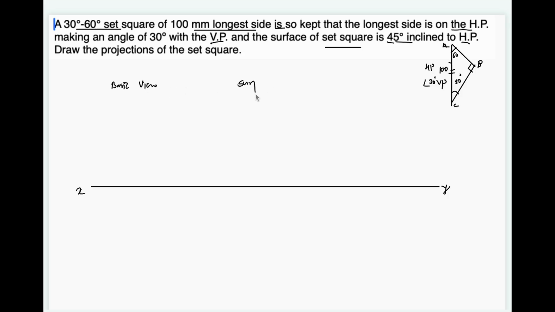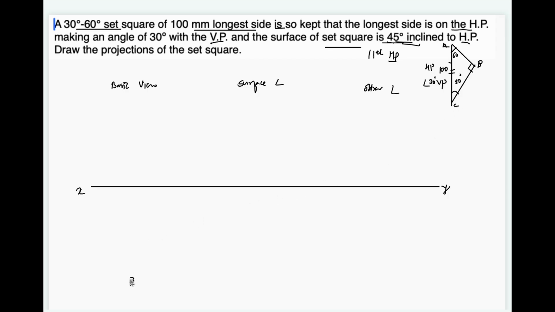In step number 2 we are going to consider surface inclination, and in step number 3 we are going to consider the other inclination. Now the surface of the set square is inclined to HP. So to draw the basic view we need to reduce that inclination to 0. So we are going to make the surface parallel to HP. So the view in HP is going to provide the true dimensions of the set square. So in this case the solution is going to start from the top view.